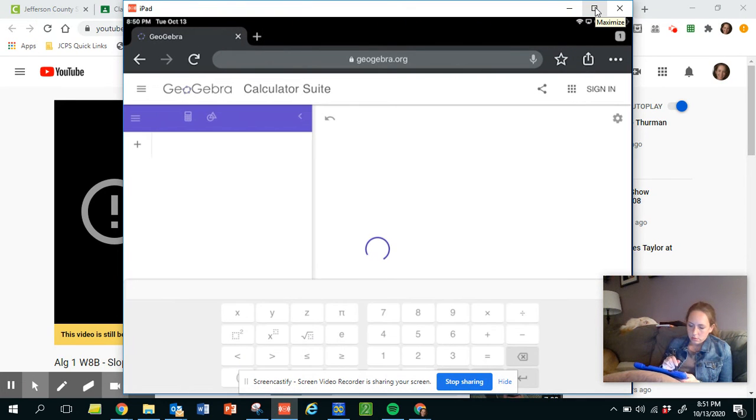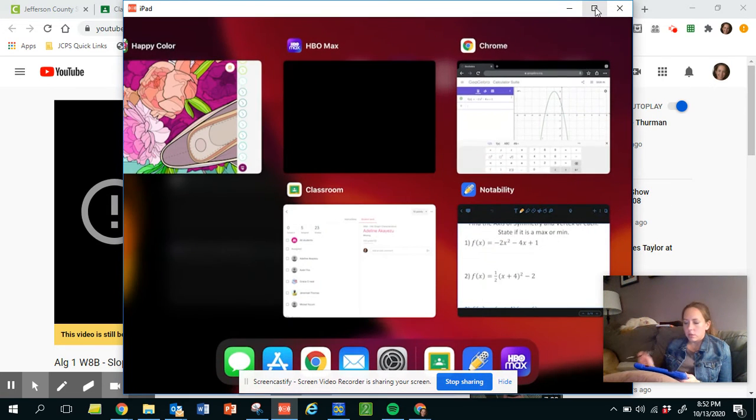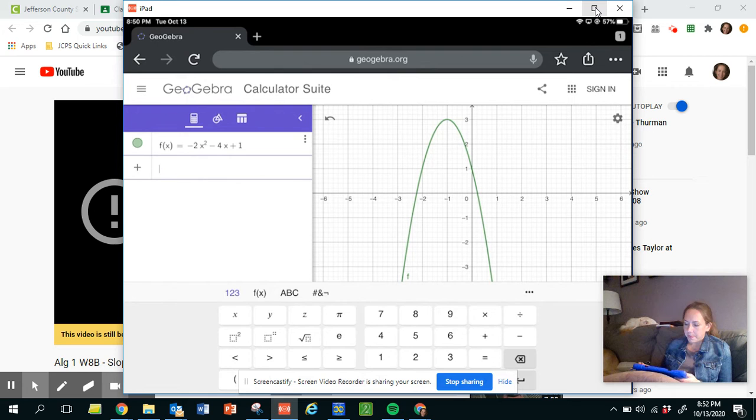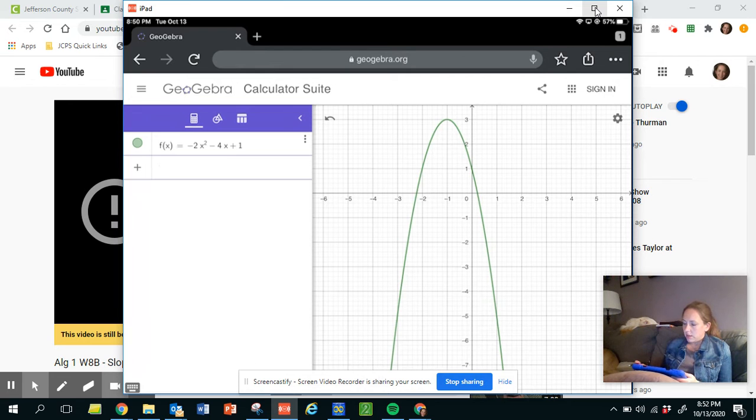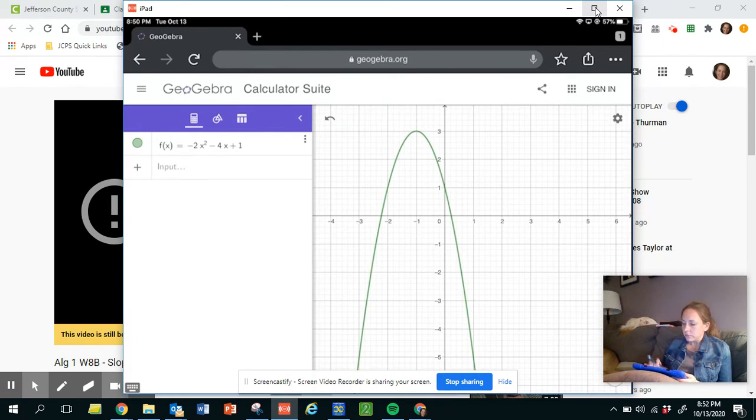So I'm going to type in negative 2x squared minus 4x. I think it was plus 1. And it puts the f of x in there for me. Yes, I was right. Okay, so it gives me the graph of the parabola. As you can see, it goes on forever. It's this green graph right here.